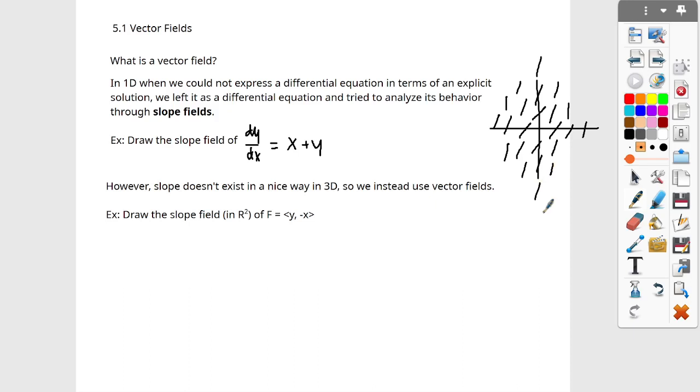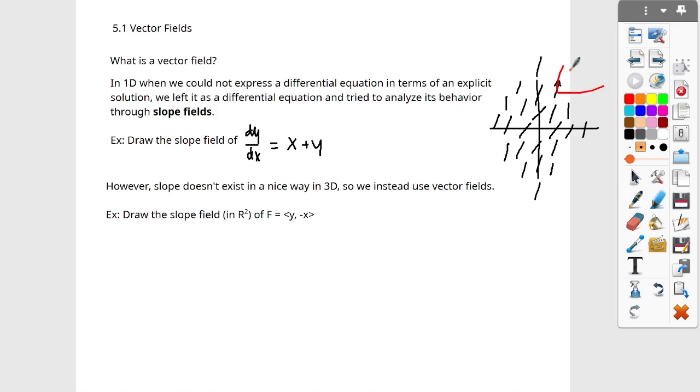But slope doesn't exist in 3D. It doesn't. So instead, what we do is we use vector fields. If in this picture we were to go to the left, are we supposed to go left up? No, we're supposed to go down. So slope is a little bit misleading in this case, because if the arrow was up like this, if we actually had a vector, then we'd know that we're supposed to go up like this.